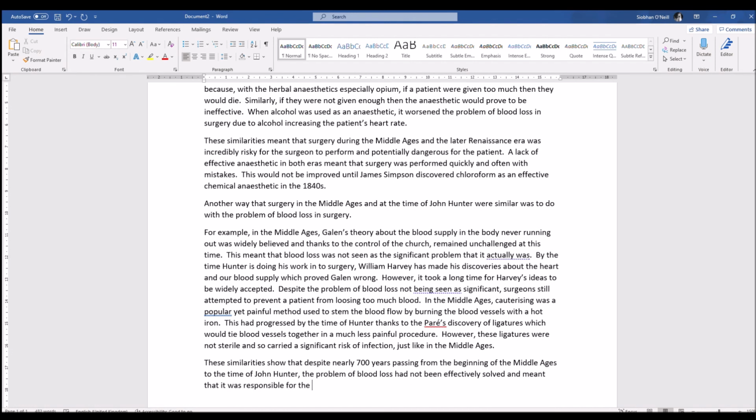amongst patients, I'm going to say amongst patients, and it meant it was highly responsible. Yeah, I got to say highly responsible because I can't say it's the only reason. Death rate amongst patients receiving surgery.